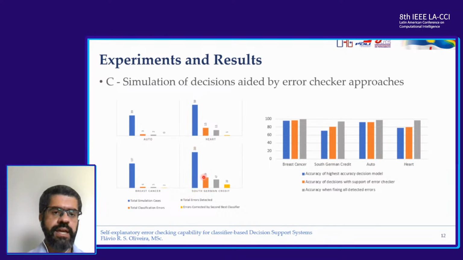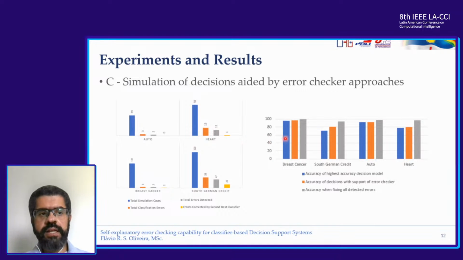Of 200 cases, 59 errors, 47 were detected by the error checker classifier, and 20 were fixed by the second classifier. This wasn't so good, for example, here in the heart data set, with 59 simulator examples, 15 errors, 11 errors detected by the error checker classifier, and only one correction.